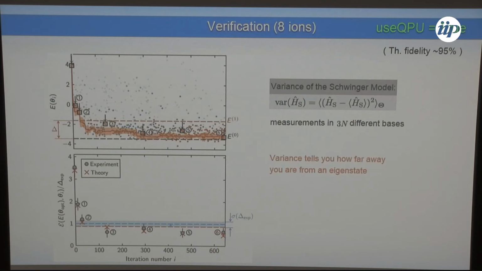So what these points mean is that this variance tells you how far away I am from a real eigenstate of the system, at most. And this is measured on the device itself. So you don't have to do simulations; this really tells you the energies that I get out of this procedure. I know for sure, on the same device, how good they are.